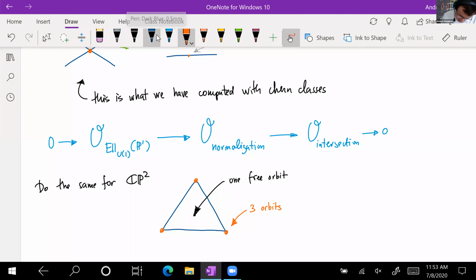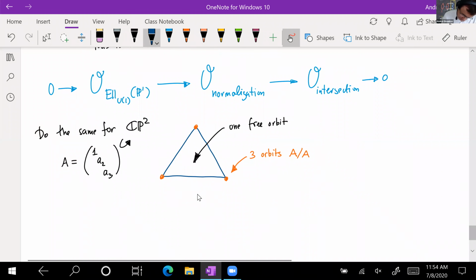What would be the torus I'd like to take, maybe with the action? Let's take a torus with a free orbit, so maybe something like 2, 8, 3. So then it's really the free orbit. That's my torus A. Three orbits of the form A over A, three points. And then three orbits of the form A modulo a one-dimensional subtorus.